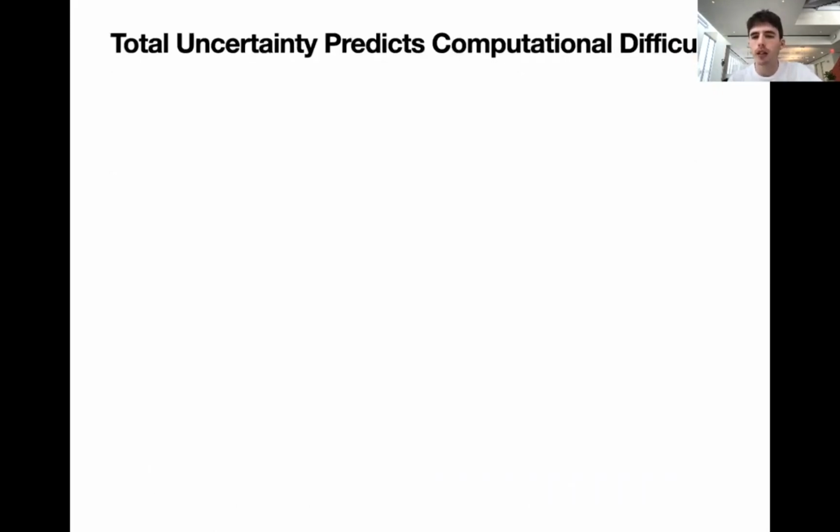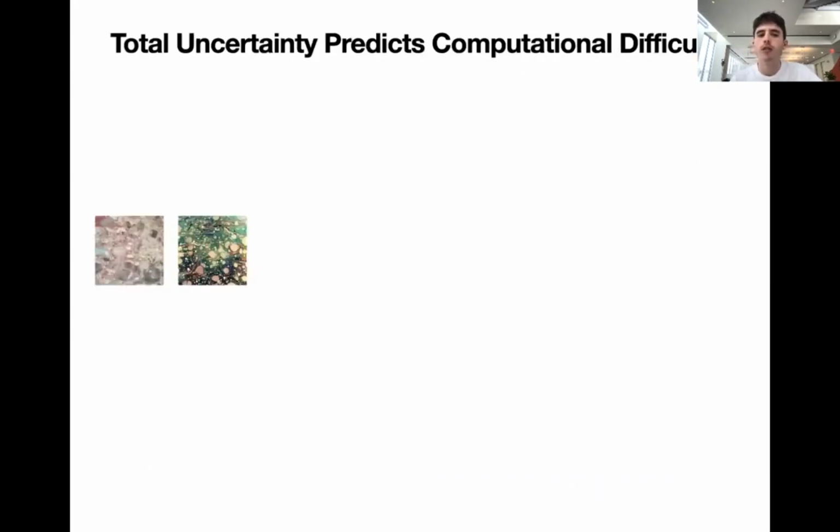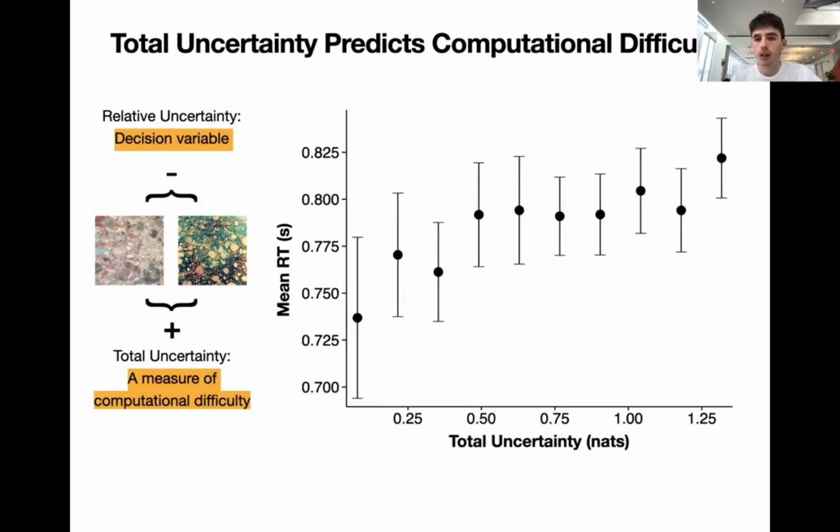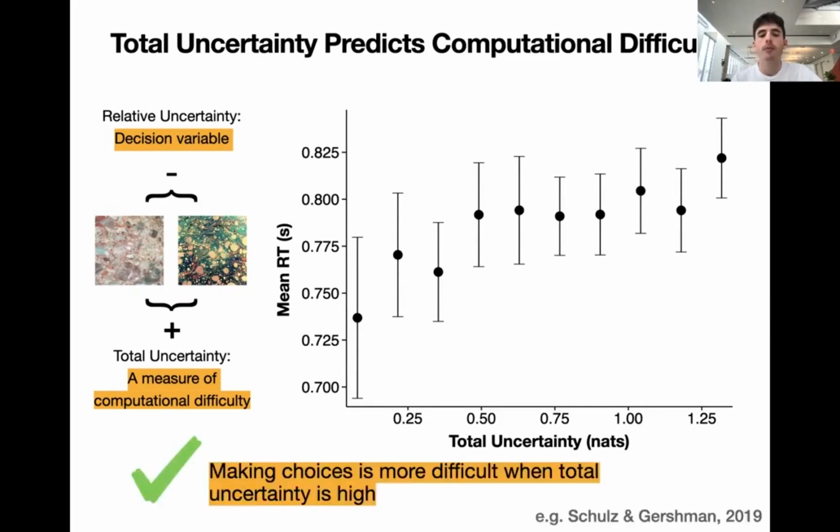So what is our handle on computational difficulty? If you have 2 tables and you have uncertainties, the difference in uncertainty we saw is our decision variable. But the sum of uncertainty, or total uncertainty, is regarded in the literature as a measure of computational difficulty. And indeed, if you plot total uncertainty against reaction times, you see that they rise monotonically with it, indicating that making choices is more difficult when total uncertainty is high.